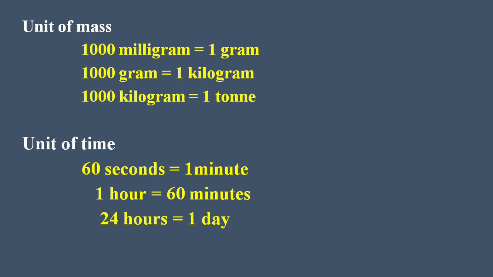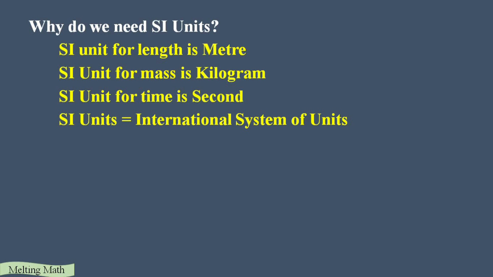Next, why do we need SI units? Because the SI unit is a standard unit all over the world. All scientists have accepted these SI units. So the SI unit of length is meter, the SI unit of mass is kilogram, the SI unit of time is second. More questions are asked from this topic only, so you should know all these things. The abbreviation SI stands for International System of Units.